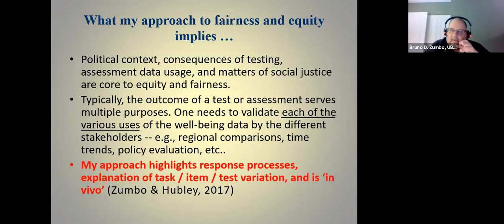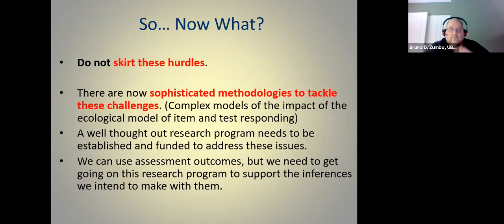Typically, the outcome of a test or assessment serves multiple purposes. One needs to validate each of the various uses, whether you're looking at well-being, language, or whatever, for different stakeholders. My approach highlights response processes, the explanation of the task, item, or test variation in vivo. So now what? Well, we go back to the beginning. Do not skirt these hurdles. There's a lot of challenges here.